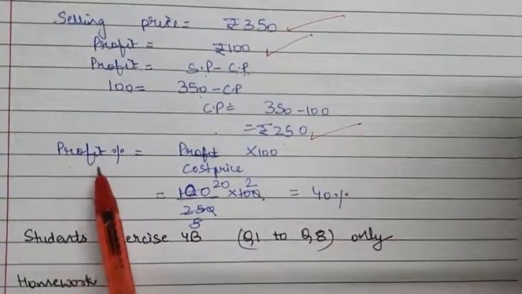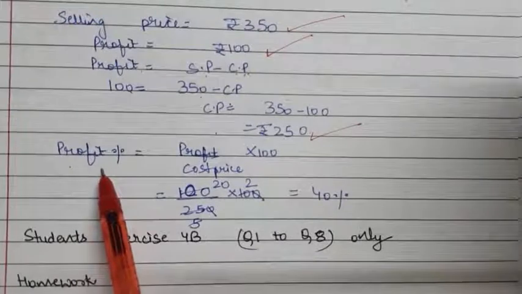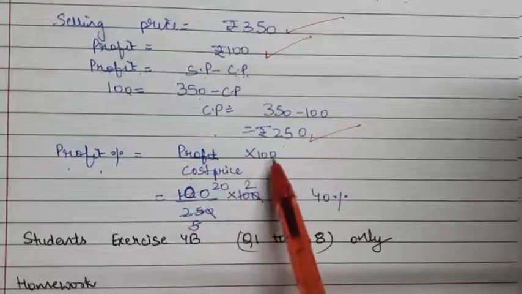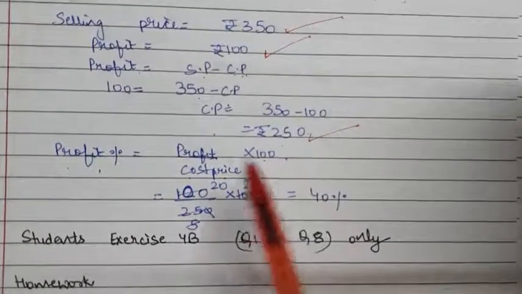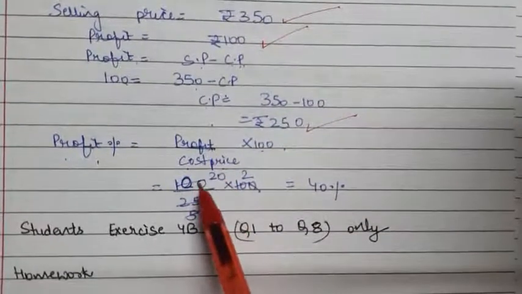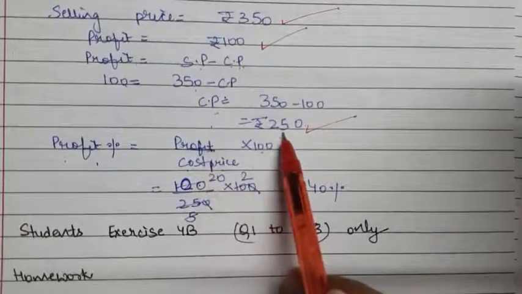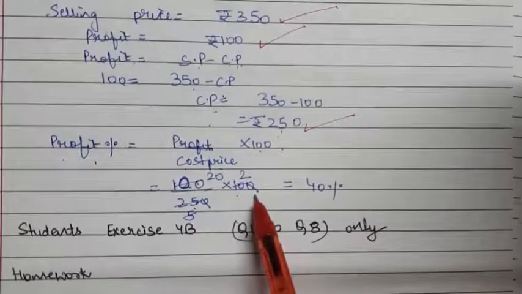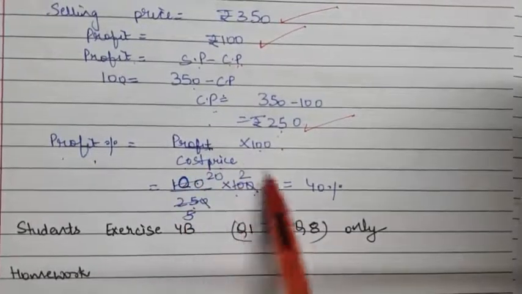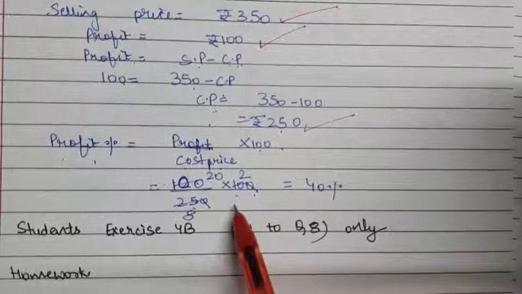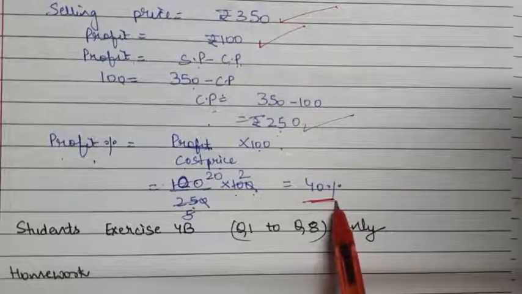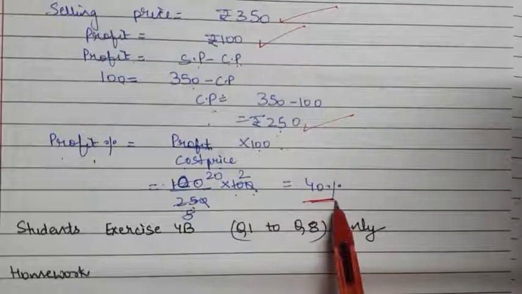Now the profit percentage we have to find out. That is profit upon cost price multiply 100. Profit is 100. Cost price we just found out, that is 250 rupees. Multiply 100. And on doing the cancellation part, we get 40%. Clear, children? Profit and loss. I hope now it is clear to you.